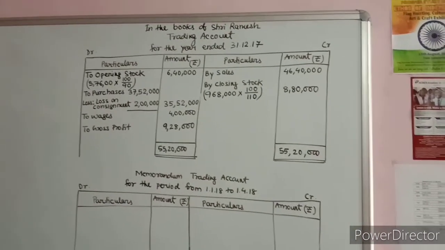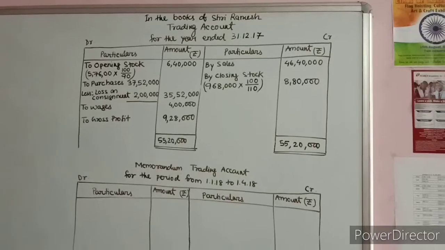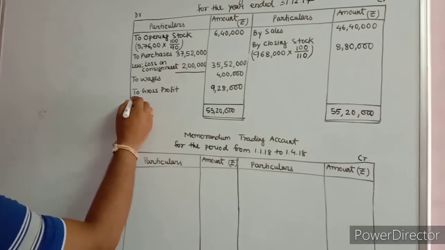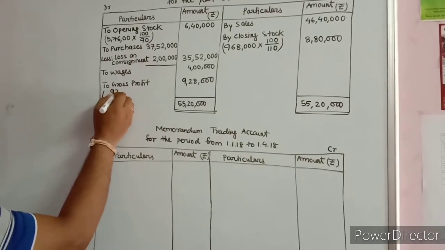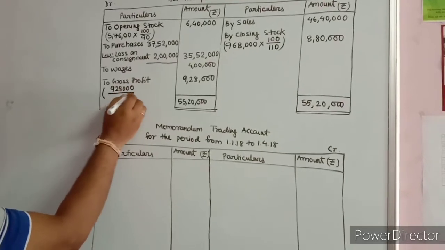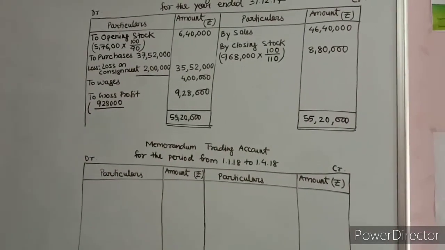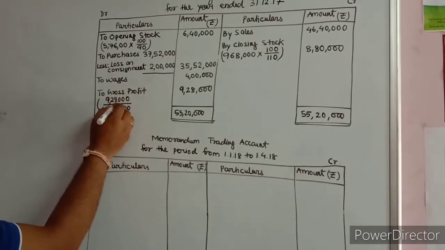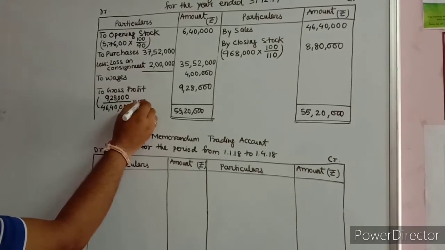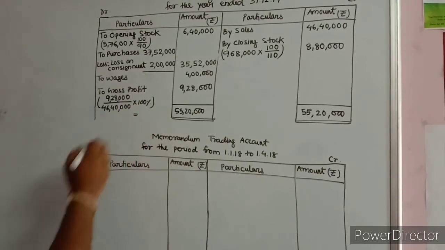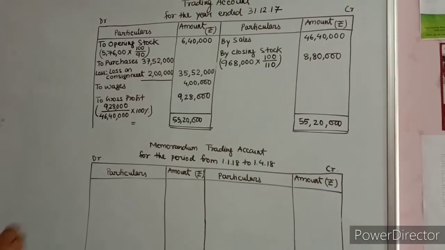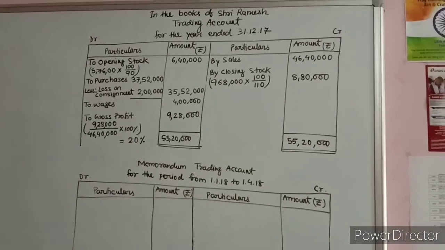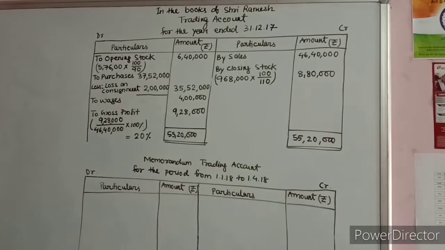Now we have to calculate the percentage of gross profit. How will we calculate it? It is 9,28,000 divided by the sales, which was 46,40,000. So gross profit divided by sales into 100 gives the percentage. If you calculate, the gross profit comes up to be 20%. So the gross profit rate in the previous year was 20%.